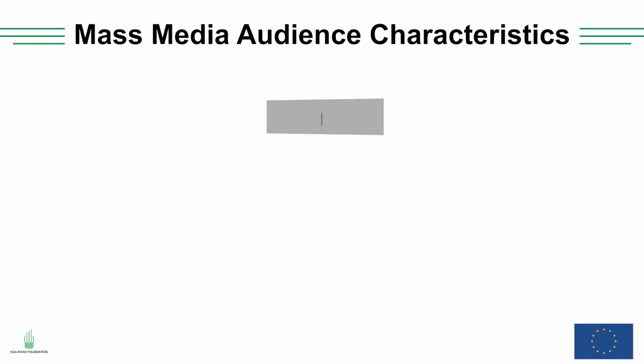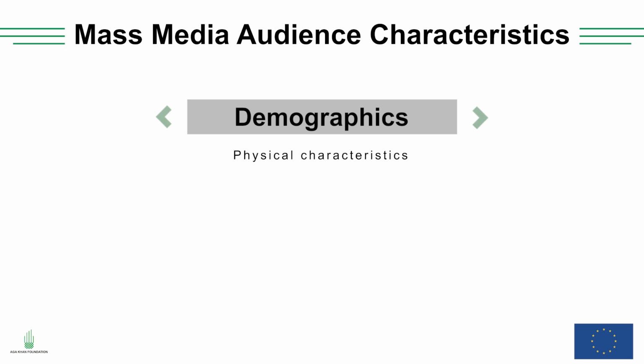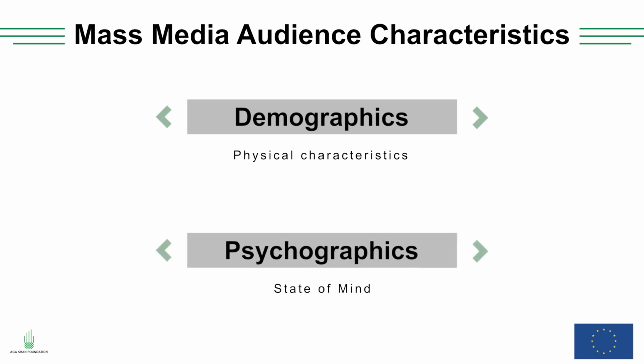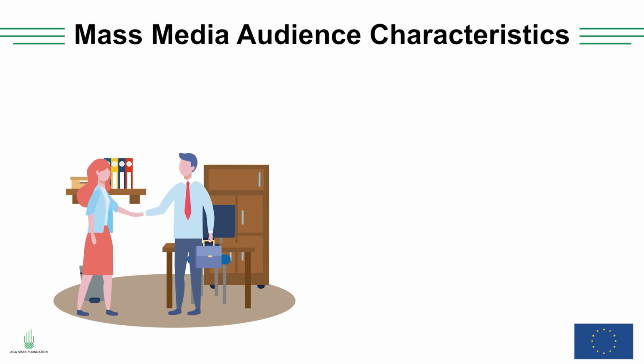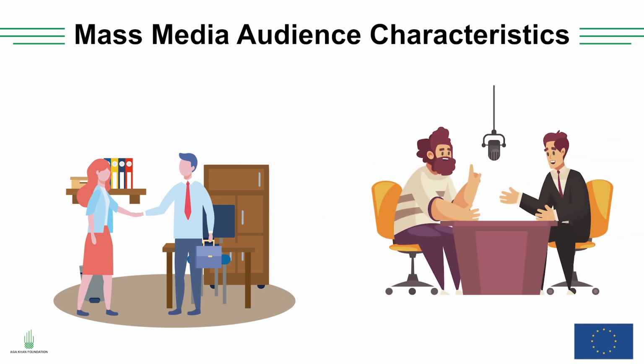So we have another categorization of audiences whereby we look at them in terms of demographics. These are the physical characteristics that we can look at, for example, age, sex, social status, by sex I mean gender. And then we also have psychographics, whereby we look at the state of mind. For example, someone who has just gotten a new job, they want to start investing, they'll be listening or watching particular kind of shows that will enable them to think about how they're going to invest. So those are some of the ways we can categorize our mass media audiences.